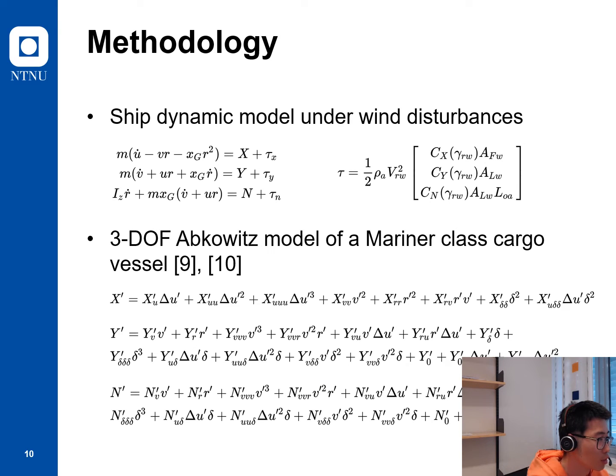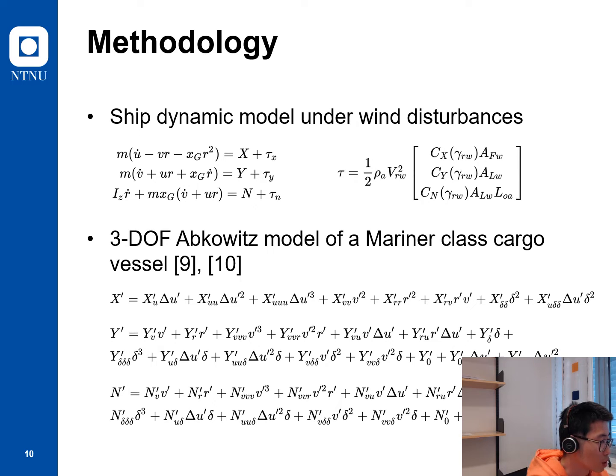And then we briefly discuss how to derive the identification model. We start with the ship dynamic model under wind disturbances, as shown in the upper part of the PowerPoint slides. On the left-hand side, these are the equations in surge, sway, and yaw motion. And on the right-hand side, the wind force and moment, denoted as tau, is calculated as provided.